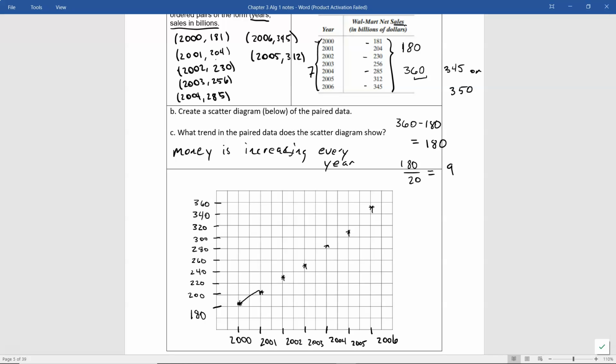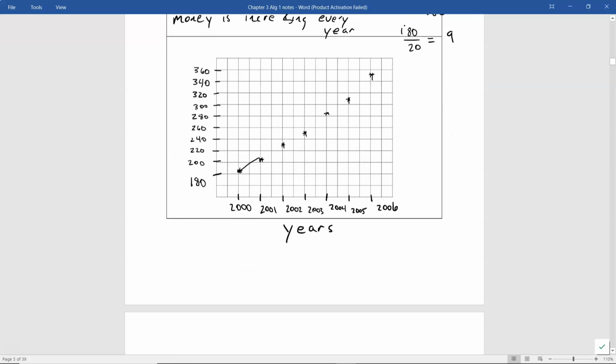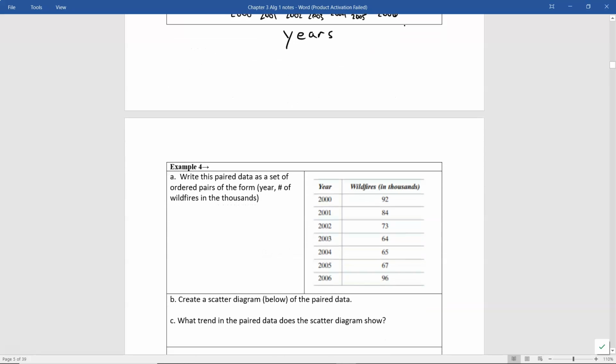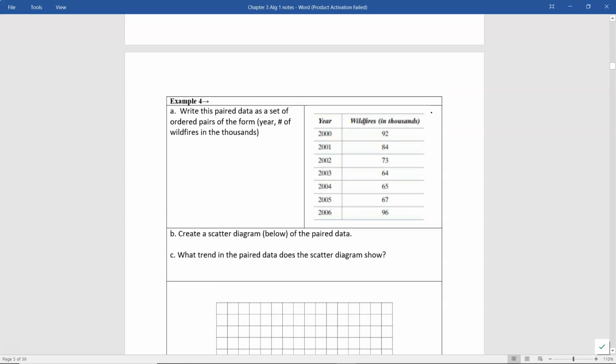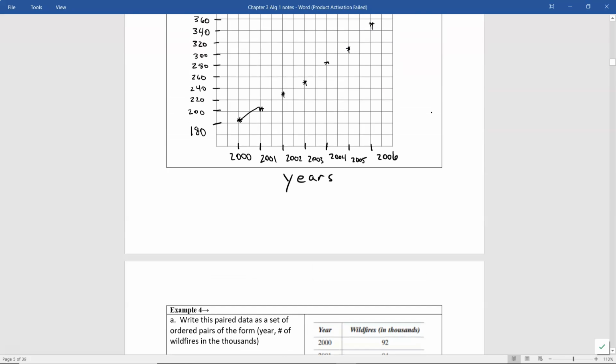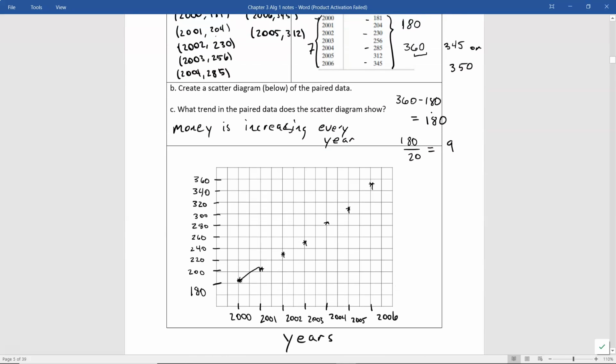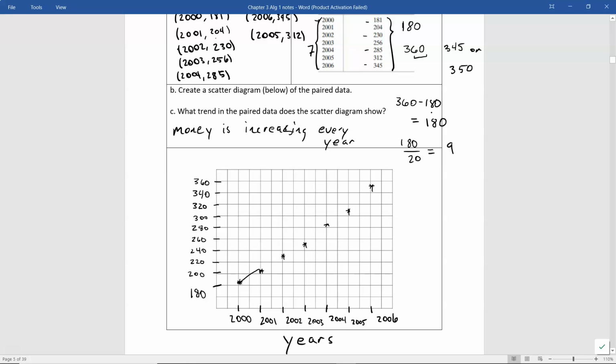And that is about it for today. We have another example with some data points that we can do a scatter diagram of and talk about the trend. I'll also talk about correlation and more about different trends that you can see in scatter plots.